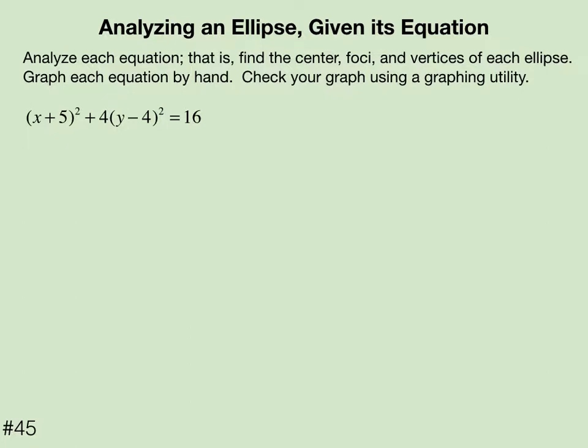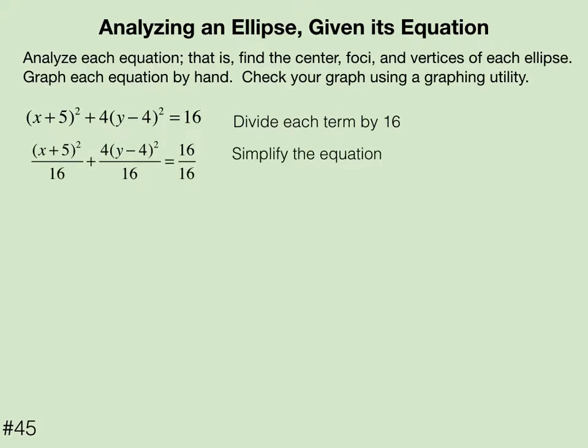First thing we want to do is divide this equation through by 16 to get it in the proper form. We'll simplify our equation, and so the equation that we want to consider is (x + 5) squared over 16 plus (y - 4) squared over 4 is equal to 1. First thing we can do is identify the center. The center is going to be (-5, 4).